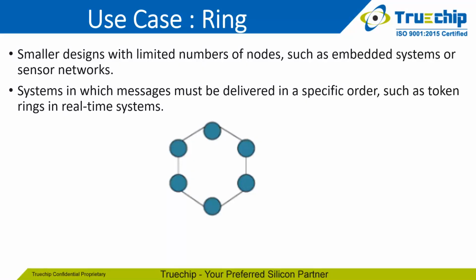So now let's talk about a use case of ring. If the number of nodes is limited, such as in an embedded network or sensor networks, in that particular case one could go for ring topology. It is a system in which, let's say, a message has to go in a particular fashion, in a particular order. In that case, ring topology would be relevant.